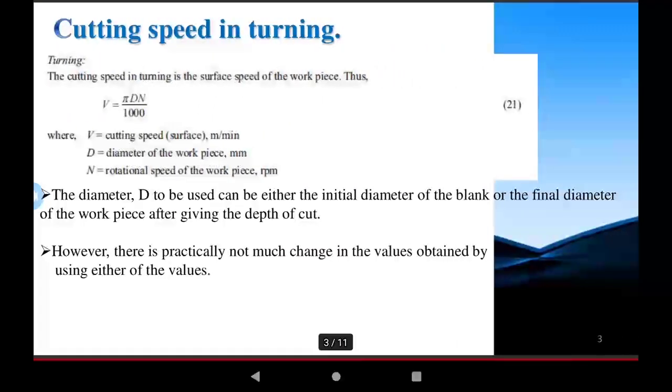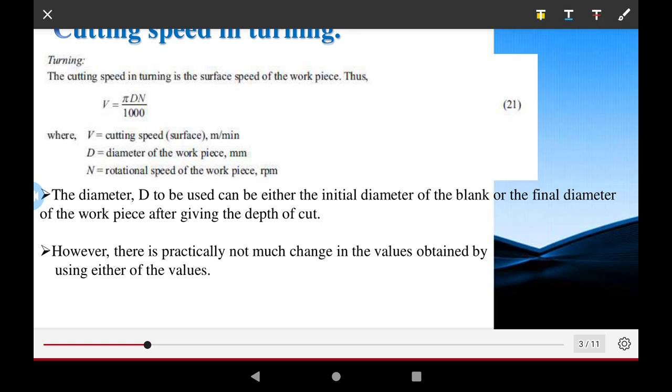To start, find out the speed of the tool and the machining speed for the machine surface and the diameter of the workpiece. Suppose this is the standard formula of the speed. If a turning operation is required, some standard parameters are needed. The cutting speed in turning is the surface speed of the workpiece.